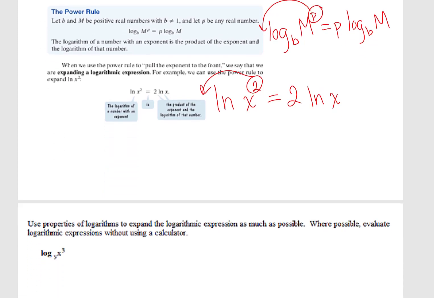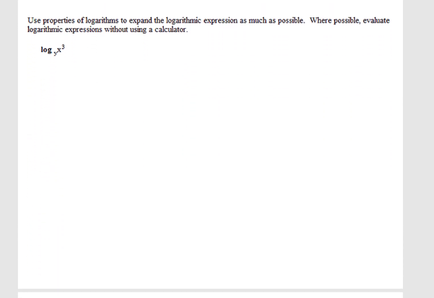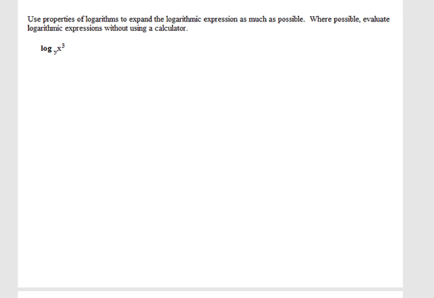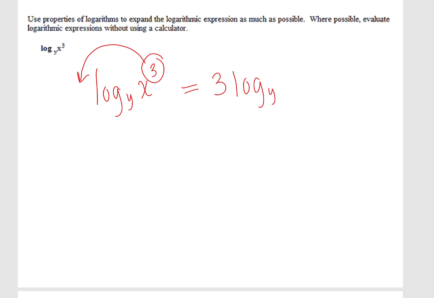So let's apply it. It says use the properties of logs to expand the logarithmic expression as much as possible. All right, so we have log base y of x cubed. I know I can take that 3 up front, and that would give me 3 times log base y of x.